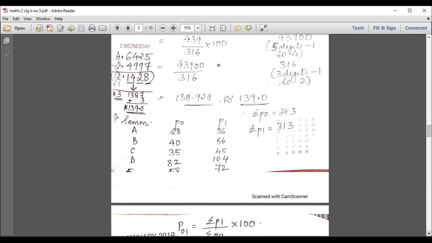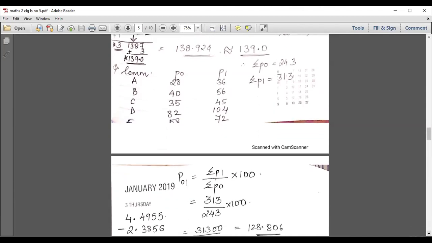Okay, so up till now, are the sums easy? The third sum, again there are three columns: commodity, P0, P1. So the first step will be totaling of P1. The second step will be totaling of P0. As you can see, the last digit is 58 over here. That is commodity E, and this is 72. So the total I have written here on the right side: summation P0 243, summation P1 313.